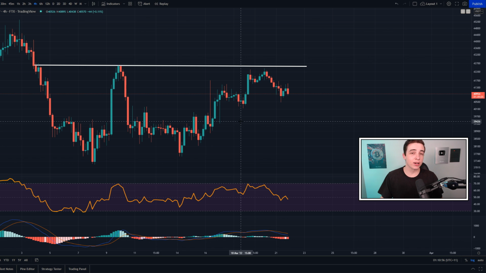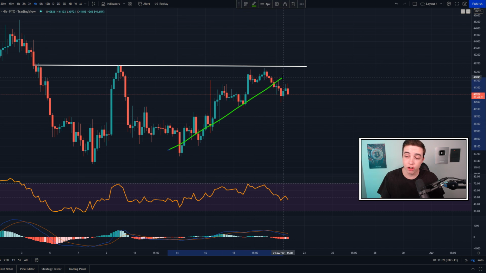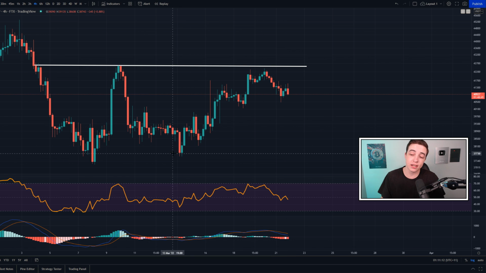But while the Bitcoin price is still remaining above this previous low, which is coming in at around 40.1k, then technically speaking, the shorter-term trend on this 4-hour Bitcoin chart is still a bullish trend, because we're technically forming higher lows and also higher highs, because we have not confirmed a new lower high just yet.